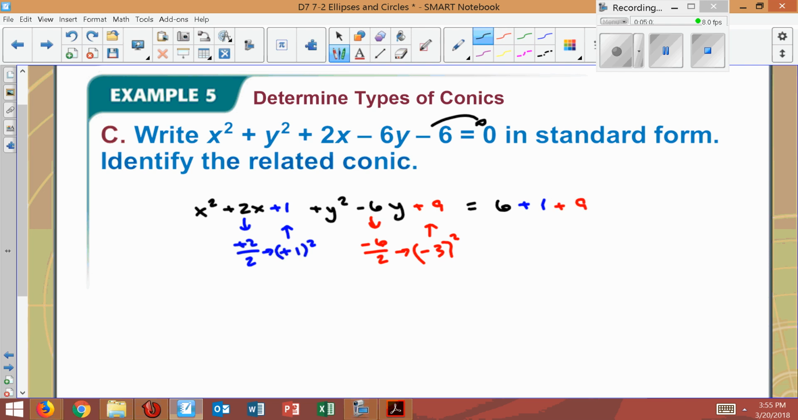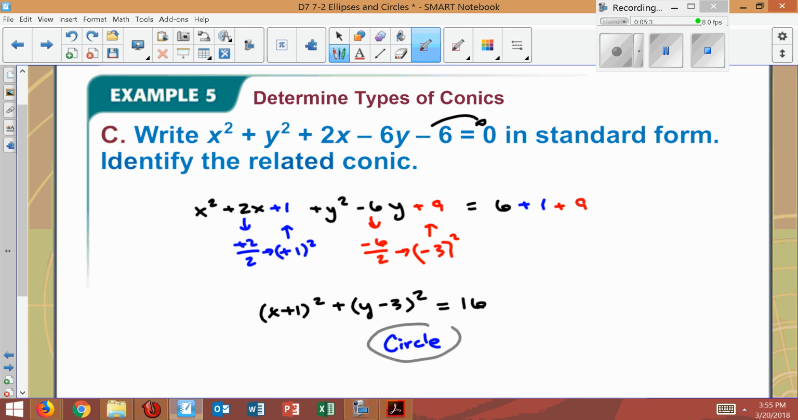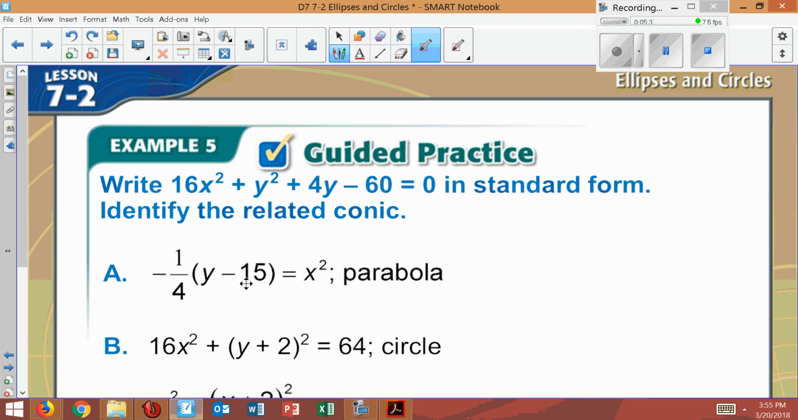When I go to reduce, I find out that over here, this is a perfect square, x plus 1 quantity squared, plus, so this is a perfect square, y minus 3 quantity squared. I'm getting these numbers from there and there. That's where the plus 1 and minus 3 came from. And that would equal 6 plus 1 is 7, plus 9 is 16. This is a circle. And it would have a radius of 4 units, because you take the square root of that. So that would be the answer to this one. Now, here's one for you to try.